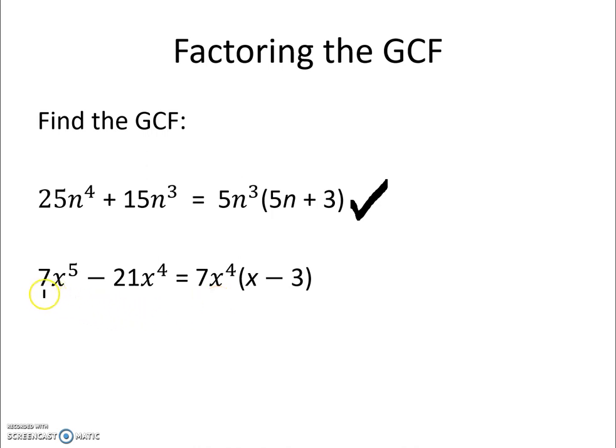Factoring that out of 7x to the 5th, once again, we think of what times this will give me my 7x to the 5th, and it is x. Then we ask the same thing, what times this will give me a negative 21x to the 4th, and that is a negative 3. So we have 7x to the 4th times the quantity x minus 3.